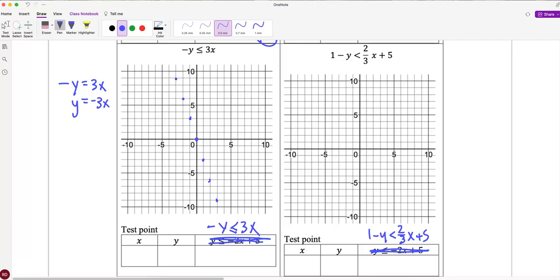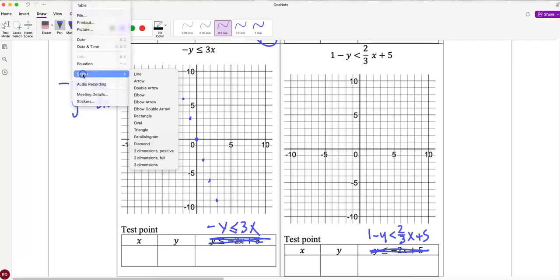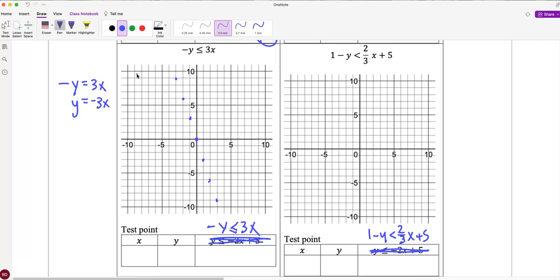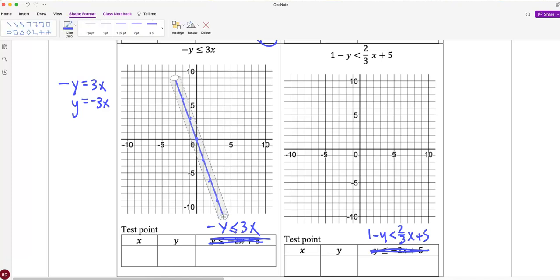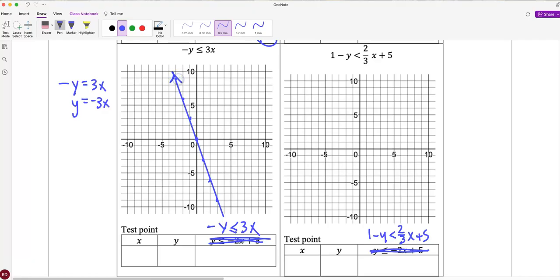So less than or equal to, this is a solid line. It's always a good thing to determine up front, because if you wait until after you've graphed it, then sometimes we forget, should it be solid or should it be dotted? So it's a solid line. Now I cannot pick 0, 0 as one of my test points because it lies on the line.